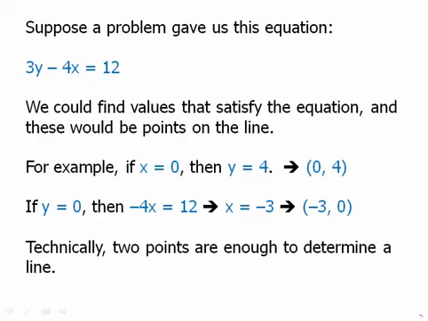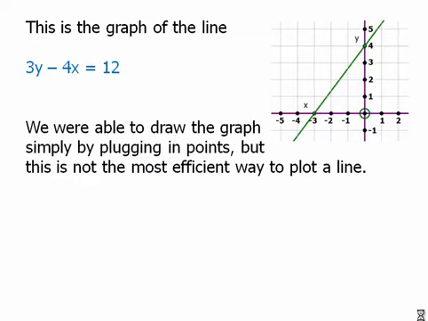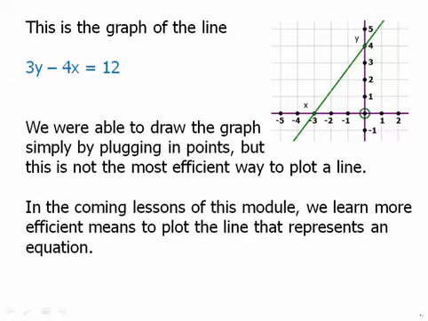Technically, 2 points are enough to determine a line. So for example, if we plot those 2 points and just draw a straight line between them, we get a graph of the line. We were able to draw the line simply by plugging in points, but this is not the most efficient way to plot a line. In the coming lessons of this module, we will learn much more efficient ways to plot the line that represents a particular equation. So we'll get to that, but first we have to make sure that we understand all the basics here.